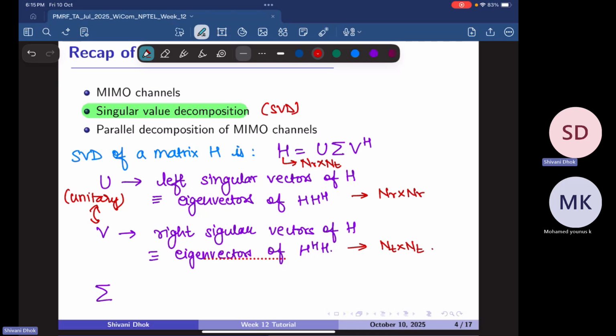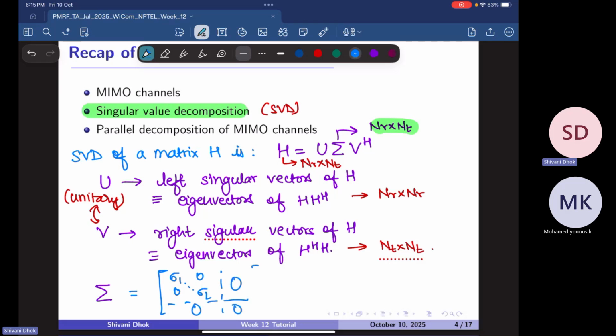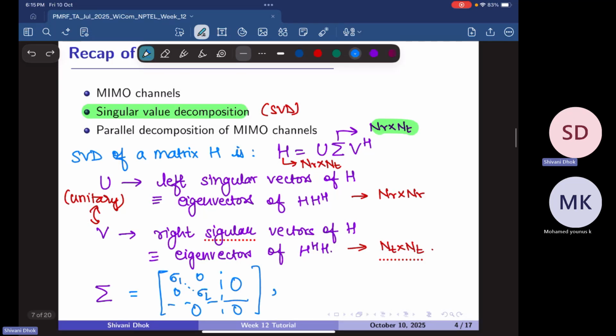And therefore this matrix sigma will be an NR cross NT dimensional matrix, and it is some sort of diagonal matrix which has sigma 1 and so on till sigma L, rest everything is 0, and you will have a 0 matrix here, 0 matrix here, 0 matrix here. And here L is nothing but the rank of your matrix H.